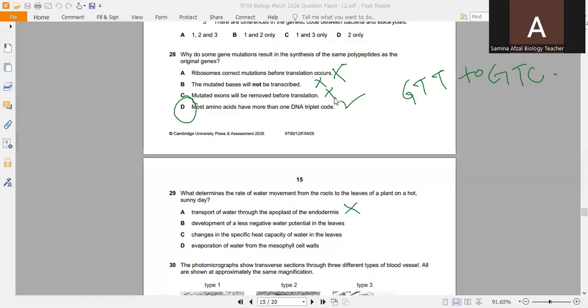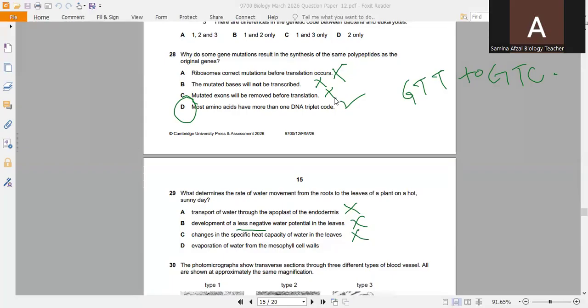The second option is development of a less negative water potential in the leaves. Evaporation causes the water potential in the leaves to become more negative, not less negative. So this option is also incorrect. C is changes in the specific heat capacity of water in the leaves. The specific heat capacity of water is a constant physical property and does not change to regulate or determine water movement. So this is not correct.